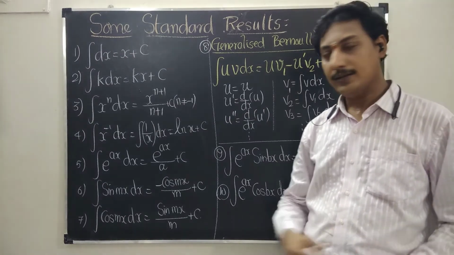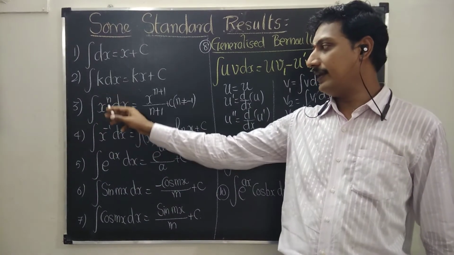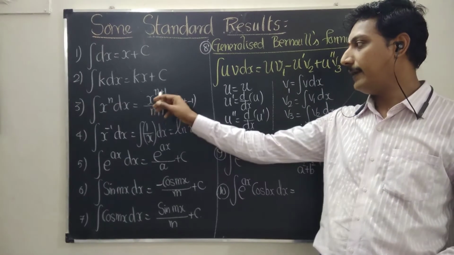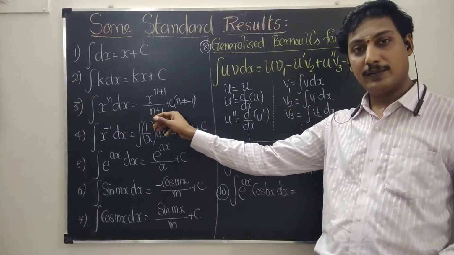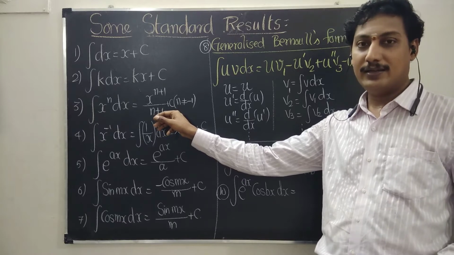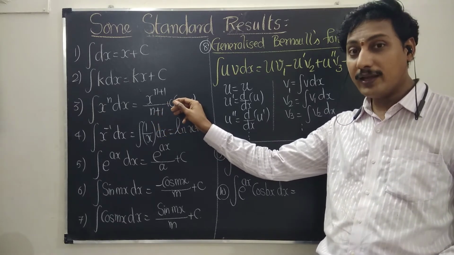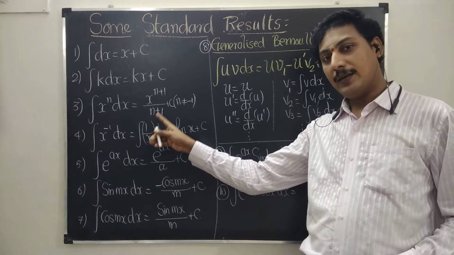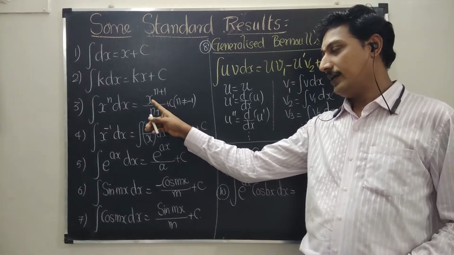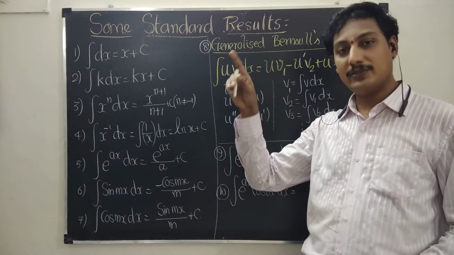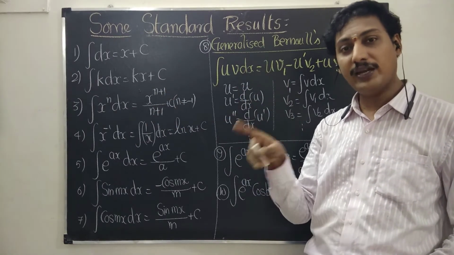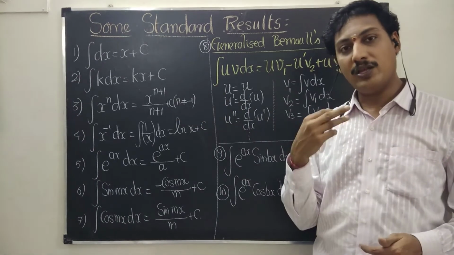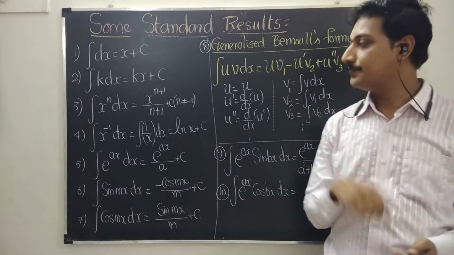And generally, the integral of x power n dx, if n is a positive integer, is x to the power n plus 1 by n plus 1 plus c, provided n is not equal to minus 1. Why? Because if n equals minus 1, the denominator becomes 0. What about the numerator? X to the power minus 1 plus 1 is x power 0, which is 1, and 1 by 0 is infinity, an undefined case. So this formula is applicable only when n is not equal to minus 1.